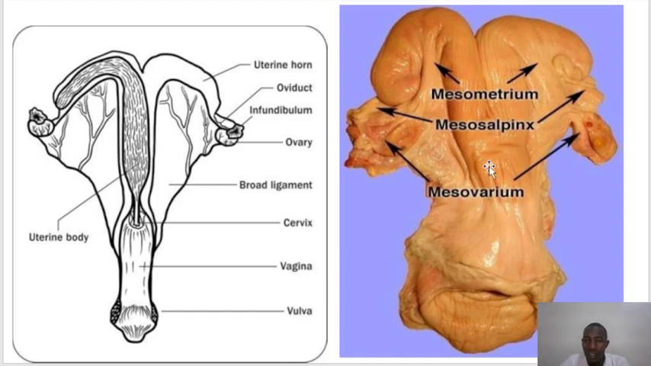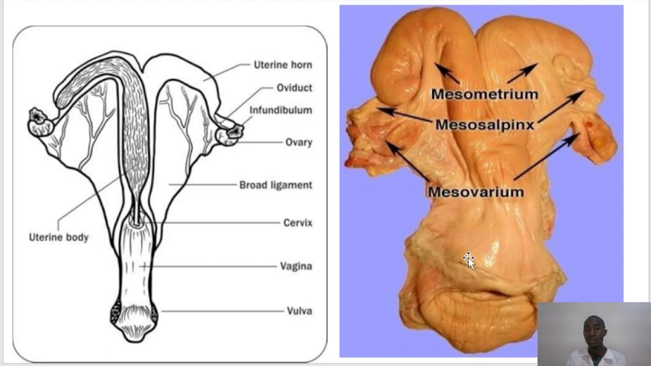The female reproductive system is held in place by the broad ligament. This broad ligament is composed of the mesovarium, the mesometrium, then the mesosalpinx. The mesovarium supports the ovaries, the mesosalpinx supports the oviduct, then the mesometrium supports the uterus. So this broad ligament provides attachment to the peritoneum.